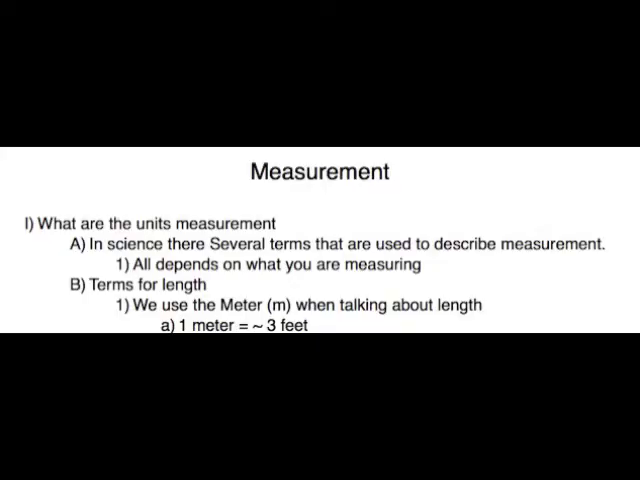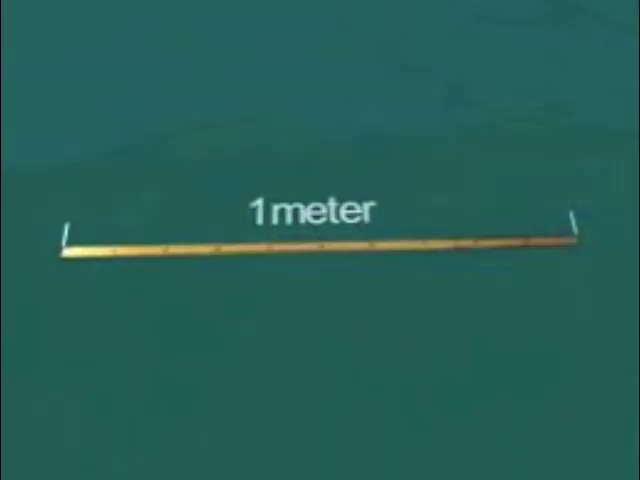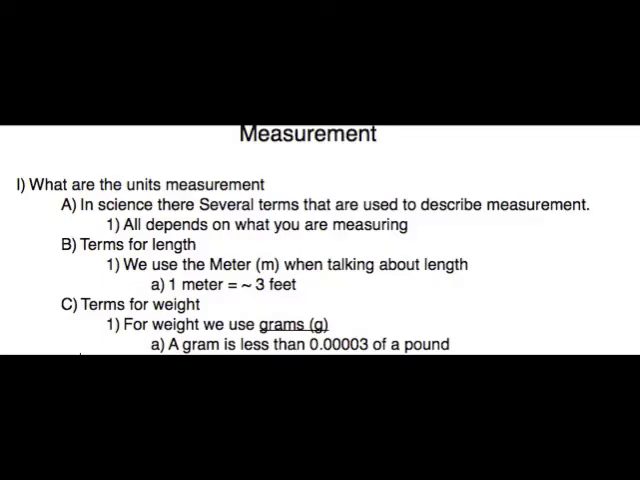Terms for length. We use the meter, m, when talking about length. 1 meter is about 3 feet. A common tool for measuring length is a ruler or meter stick. The meter stick is the equivalent of 1 meter, so not the little lines, but the entire stick.